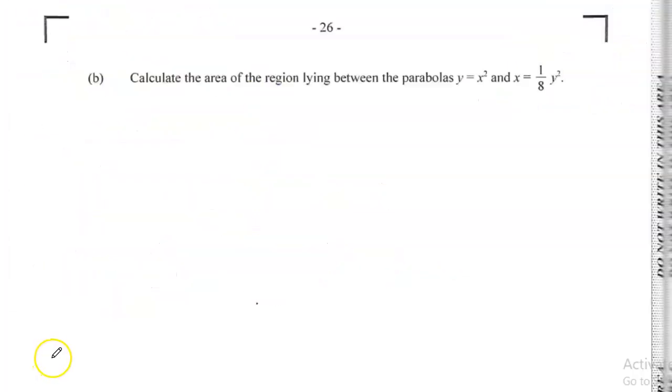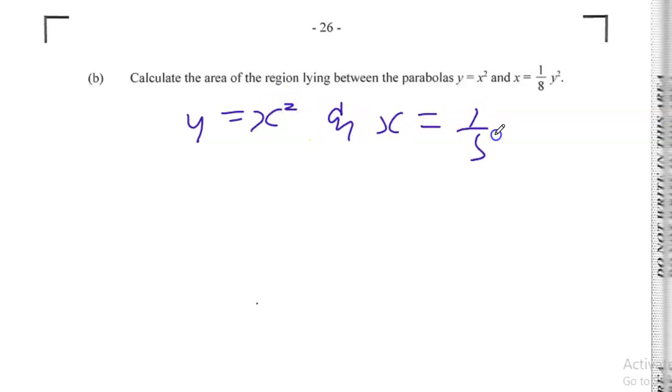So calculate the area of the region lying between the parabolas y equal x squared and x equal 1/8 y squared. Now, to get the area, of course, you will have to integrate the region between the x values. So we need to find where these graphs intersect. So we have y equal x squared, and we have x equal 1/8 y squared. So we need to solve this simultaneously.